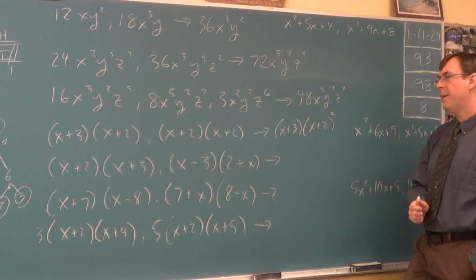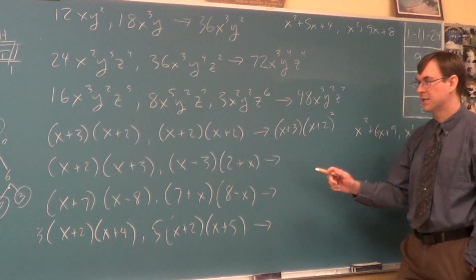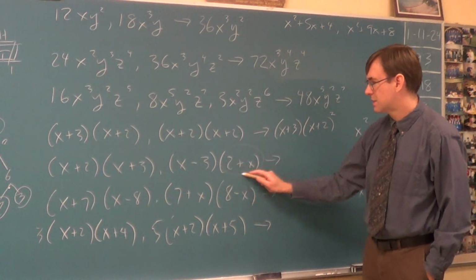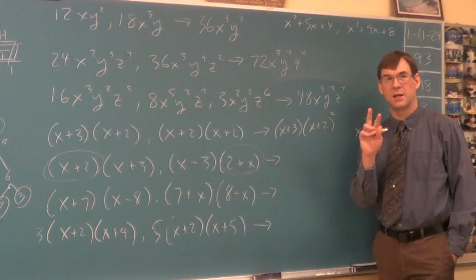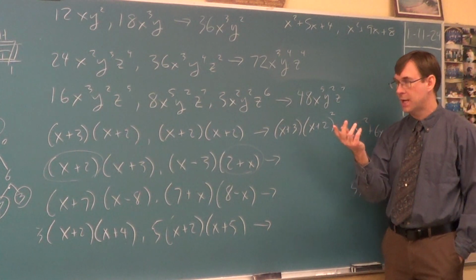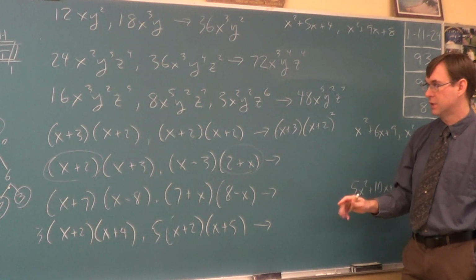This one, how many different things do you see? 3. Some people would argue for 4. I would say, no, there's 3. How did I disguise? One's x plus 2, one's 2 plus x. This is the same as this. If you add or if you subtract out of order, we're going to count those as the same. Adding out of order is the same. For LCM purposes, subtracting out of order, also the same.